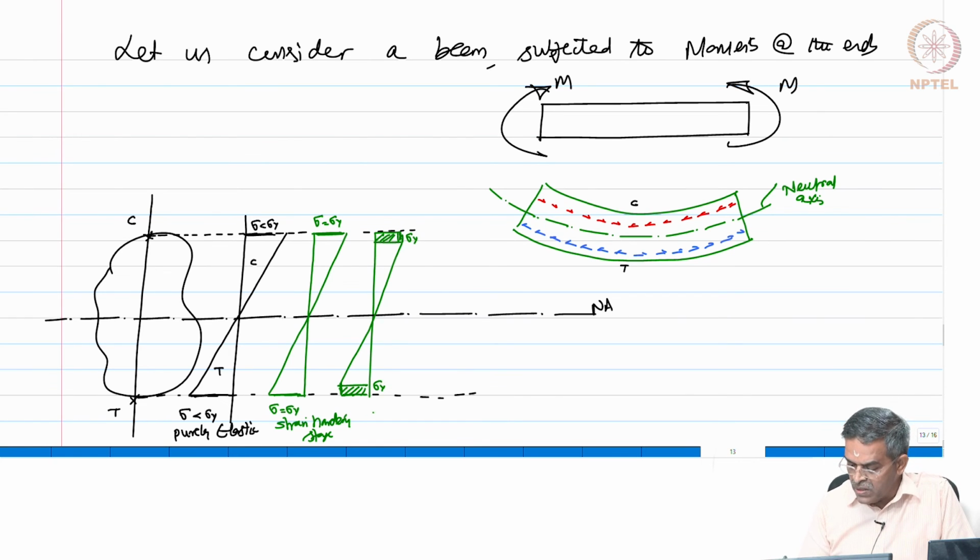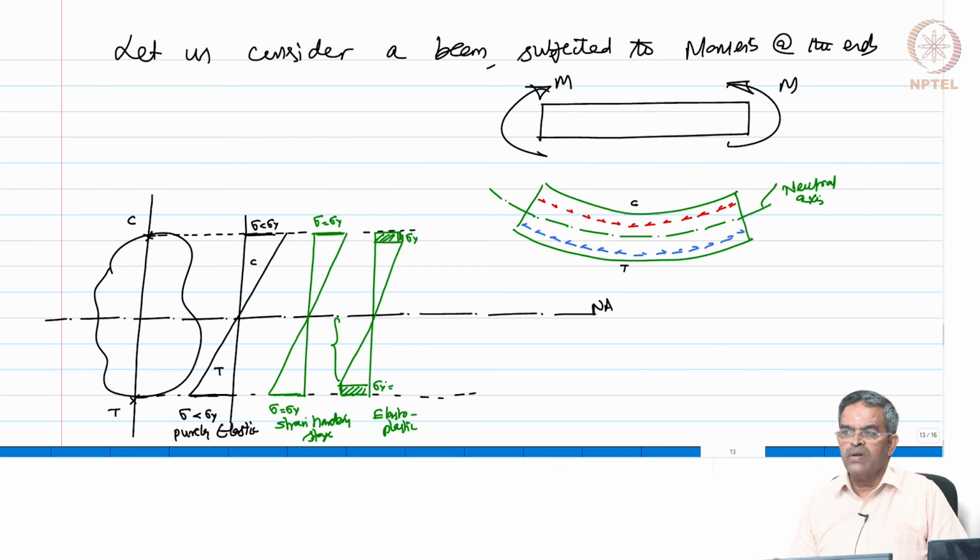So, I can call this as elastoplastic condition. Why elastoplastic condition? Some part is still elastic because the stress is less than sigma y, some part is plastic because stress is equal to sigma y. Okay. As I said, please recollect, we are restricting the stress only up to yield. We are only using the x axis capacity of the material, not the y axis capacity of the material, to be very precise mathematically. Okay.